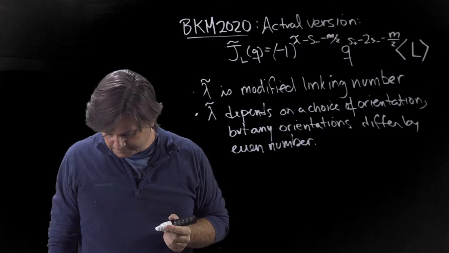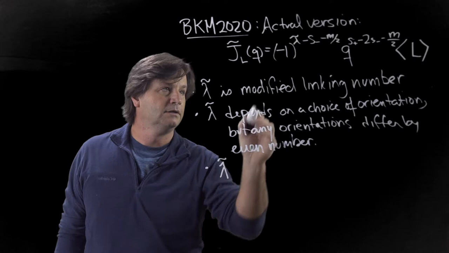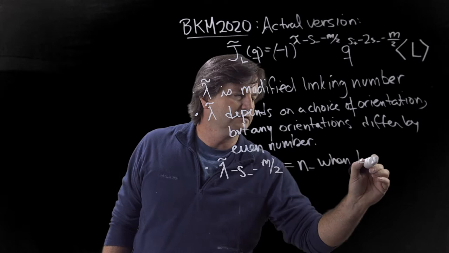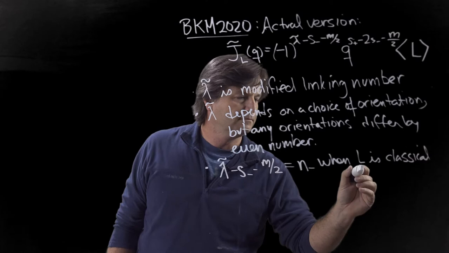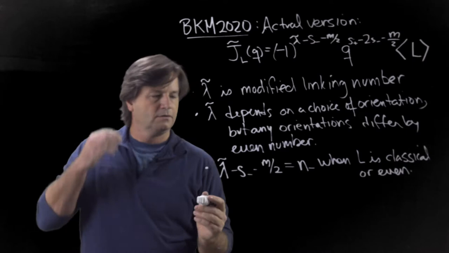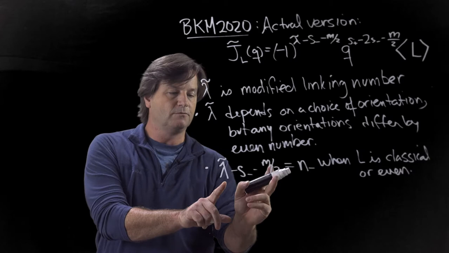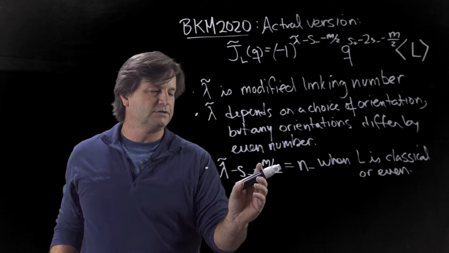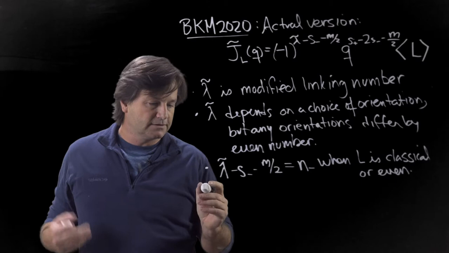And then the other thing that's nice about lambda is that lambda tilde minus s minus minus m over 2 is just equal to n minus when L is classical or even. I'll explain what even is in a second. But the main point is that this should tell you something already. What we have here is going to be an integer. So even though this can be fractional for virtual links, and this is fractional for virtual links, when you sum them all up together, you just get your regular n minus. So that's a nice feature of this, an important feature.